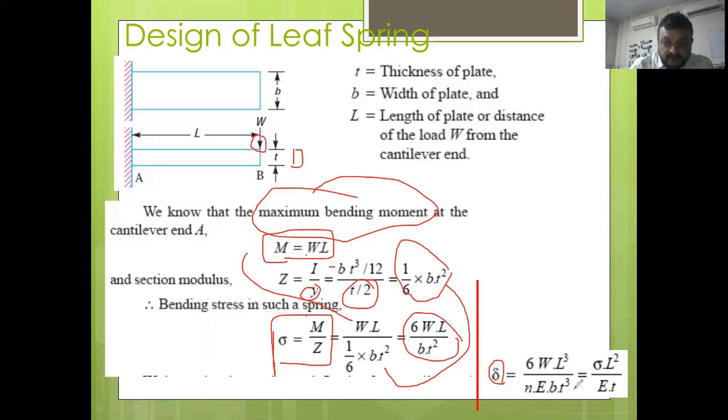We are putting this sigma in this equation and will give the delta as 6WL square over E, the modulus of elasticity, into BT cube. And simplifying this will give sigma L square by E into T, where E is the modulus of elasticity and L is the length of the plate or distance from where the load W is acting, considering the cantilever end. Okay, so this is the delta deflection for such kind of cantilever section.